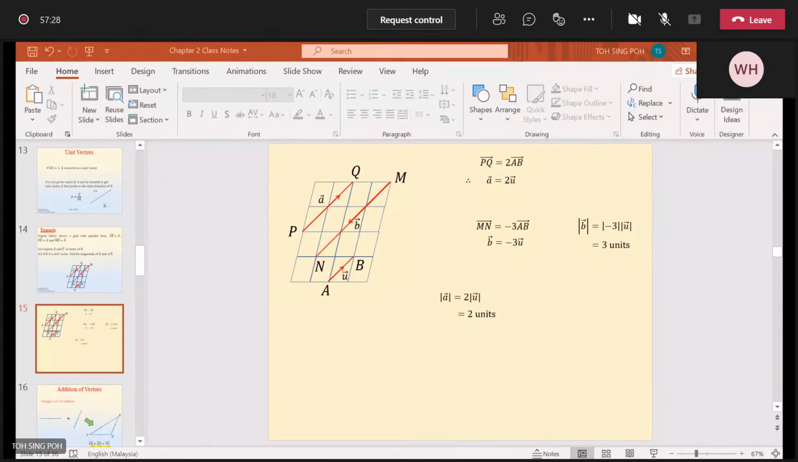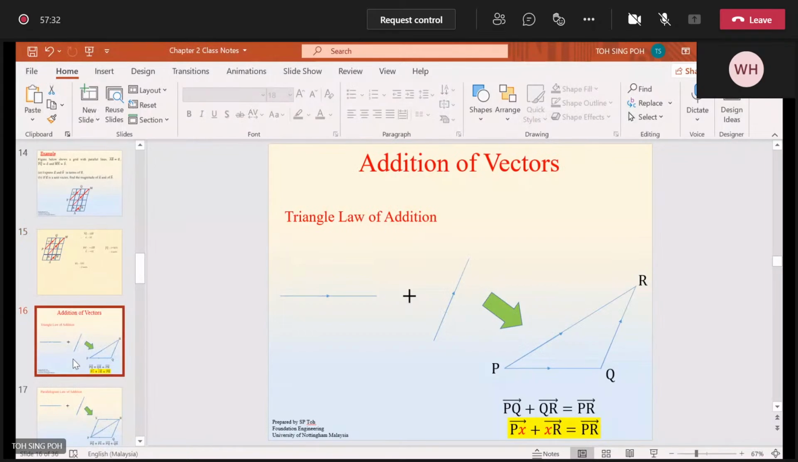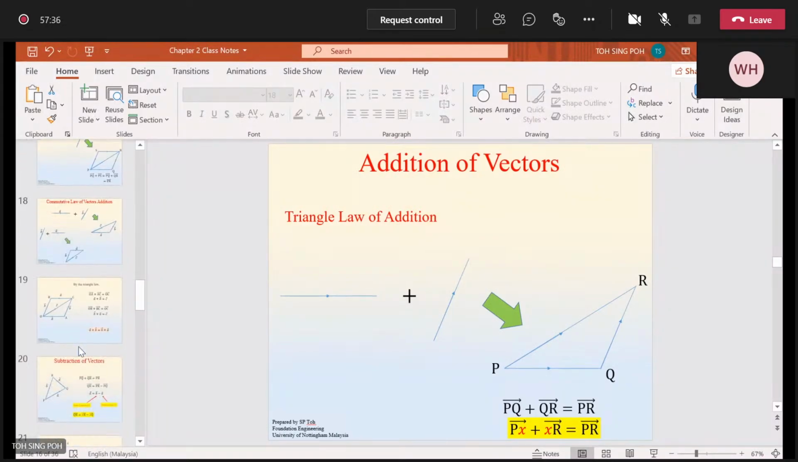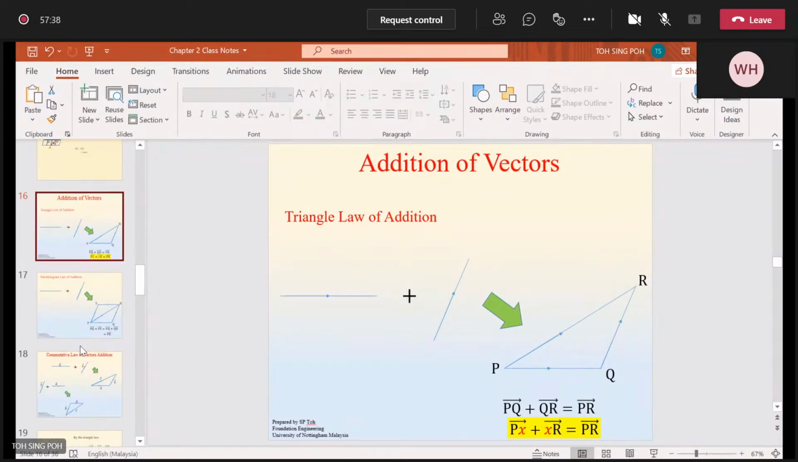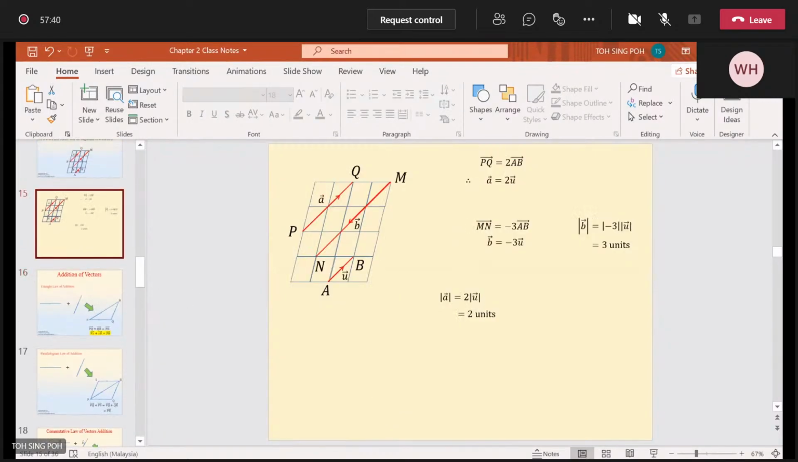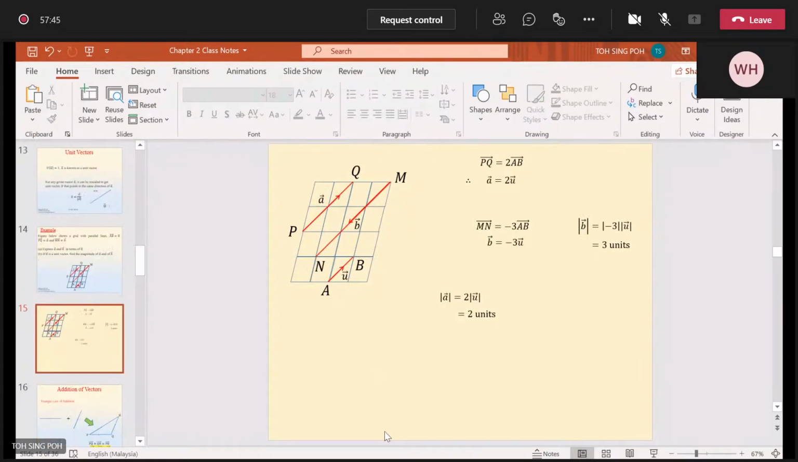Because if there are no questions, the next concept is about the addition of vectors. This one I think is a bit long to explain, and we only have another four minutes, so I think I will stop here. Do you have any questions? If you have questions, then we can discuss.